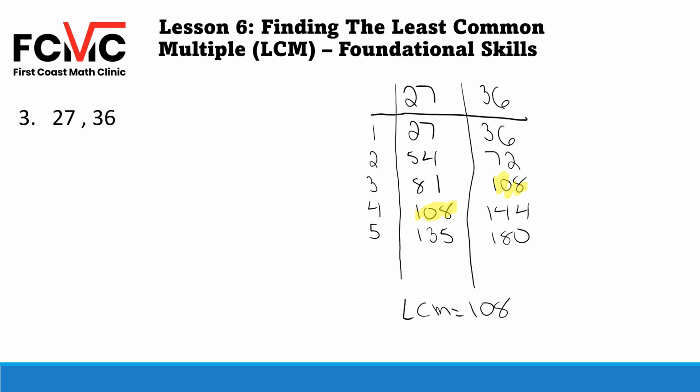So what if we want to find our LCM by finding our greatest common factor first? We only had to go up to our fourth multiple for 27 and our third multiple for 36. Well, what if this table continued and we didn't want to keep extending it? Let's find our greatest common factor first and see if we can use it to find our least common multiple of 108.